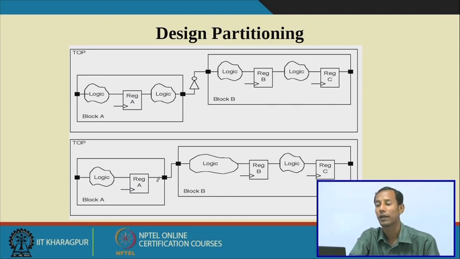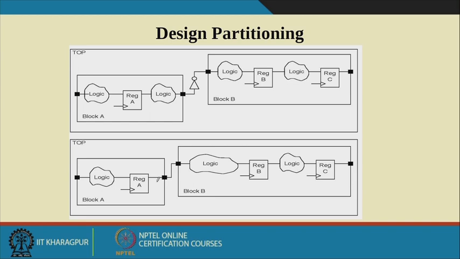Then design partitioning. How can you do this design partitioning? Here you see there is a register, here is a combinatorial logic block, this is C1, C2, then it passes through an inverter, then again this is block A, this is block B, and in between them there is a connection with an inverter.